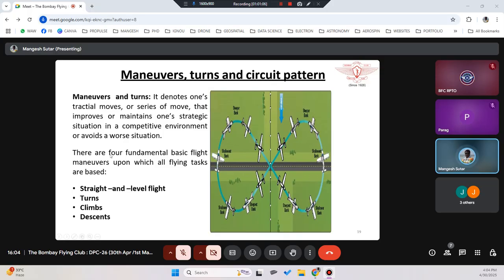Normally this type of flight, when you have taken off and then you're flying in a square or a circle and then landing back, normally happens only in a test flight or during your training sessions.